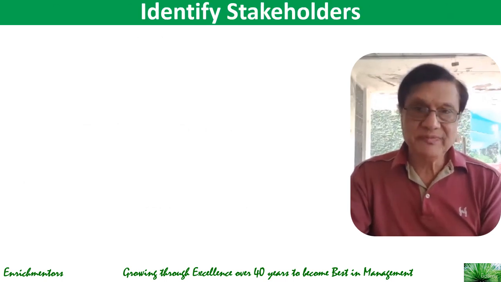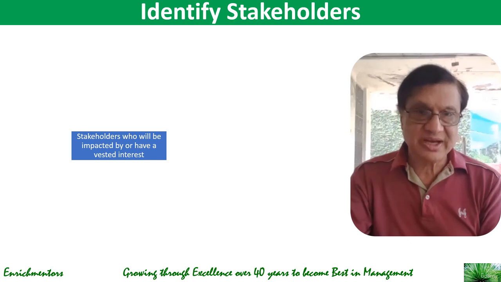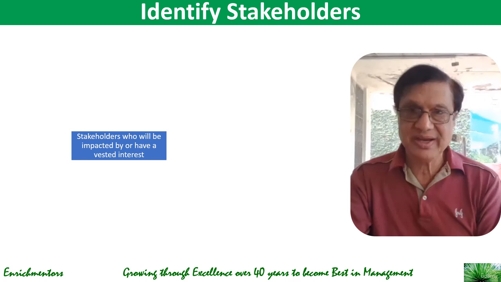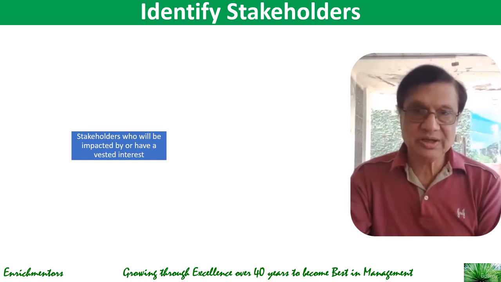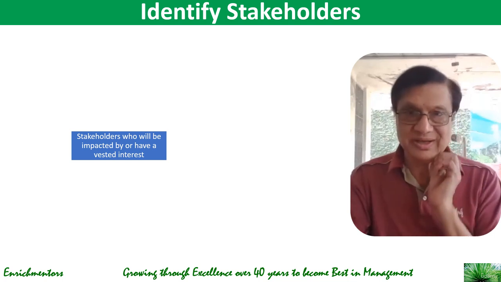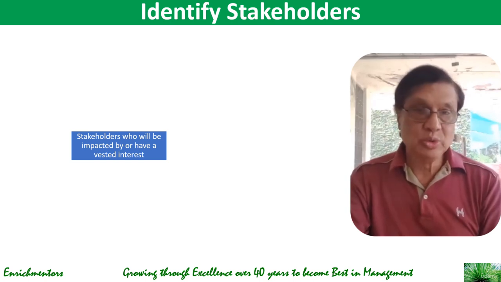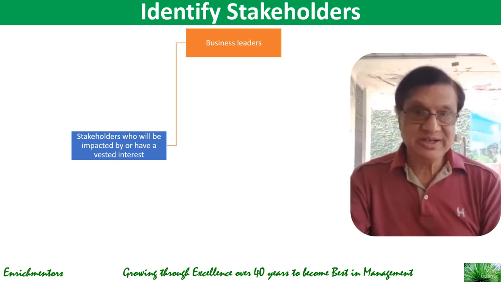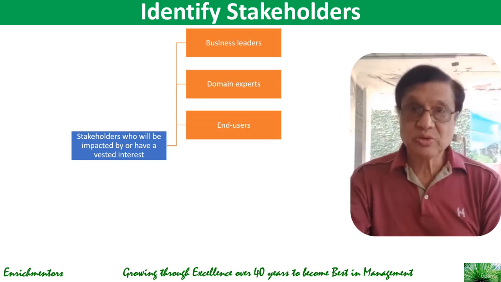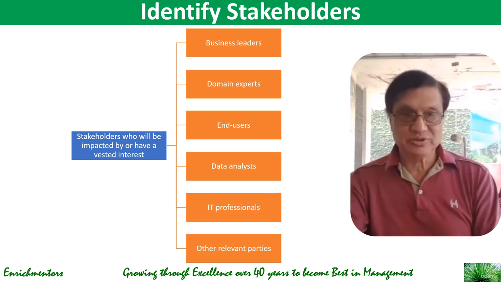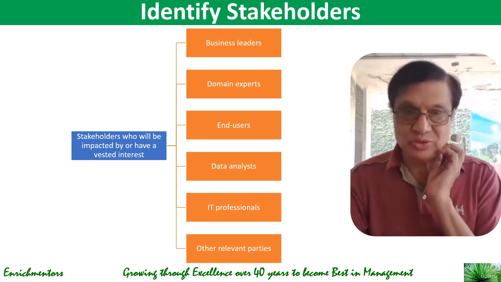So the first thing you need to do, obviously, is to identify all the stakeholders that will be impacted by or have a vested interest in the AI project. Vested in a positive sense. So all those people in your company or outside the company who will be affected by and who have an interest in the AI project, you need to identify. Now, who could this be? This could be business leaders, domain experts, end users, data analysts, IT professionals, and any other relevant party. So this should be a pretty broad area to identify.